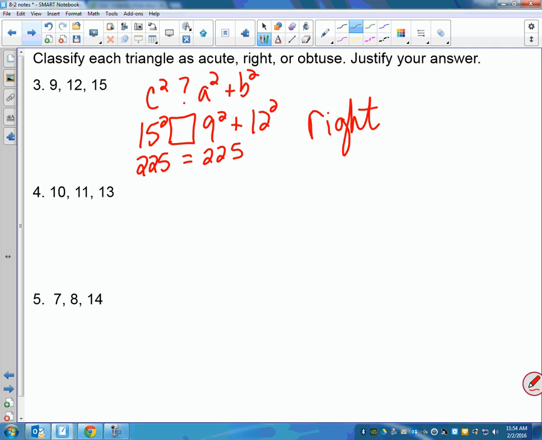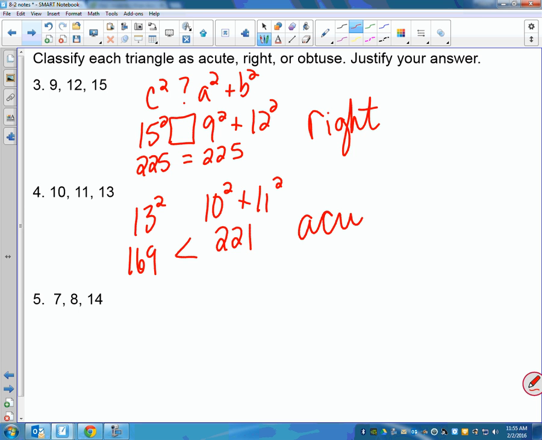So if you haven't already, start the next one. I'm going to do the next one too. You gotta remember to put c first. If you're remembering less than is acute, if it's greater than, obtuse. And on number 4, I got less than. Did you get less than? So that means I know if I drew that triangle, the equal requirement, that would be an acute triangle.